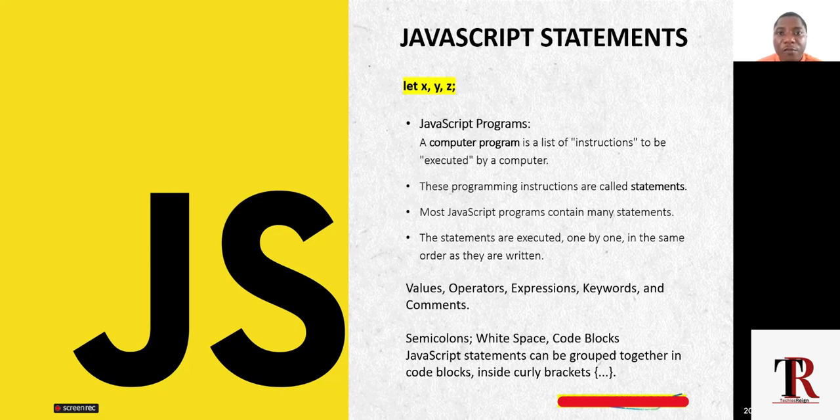Code blocks: when you have multiple statements that you want to execute together. JavaScript statements can be grouped together in code blocks, like when you have a function that does multiple things, using curly braces to signify that this is a function, or this is a group of statements that needs to be executed together. All of these things are what we are going to dive into as we progress in this lesson.